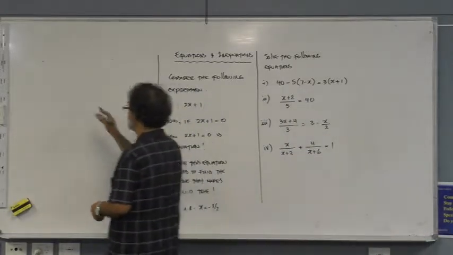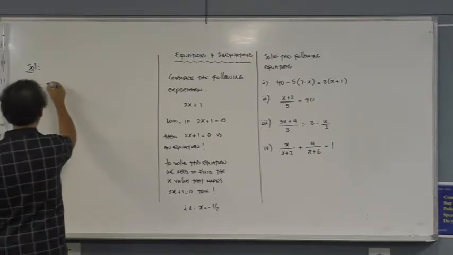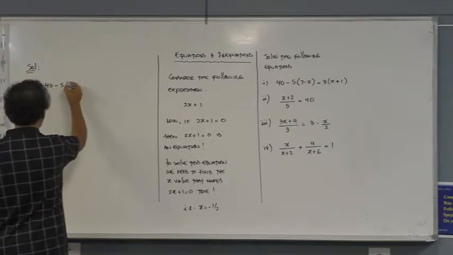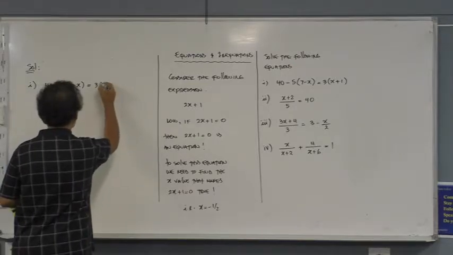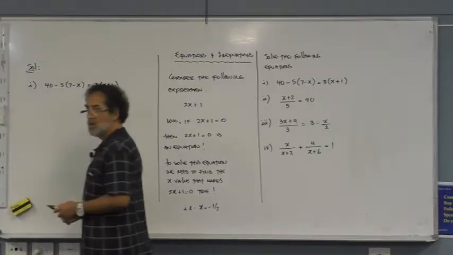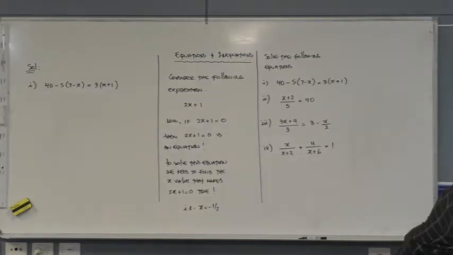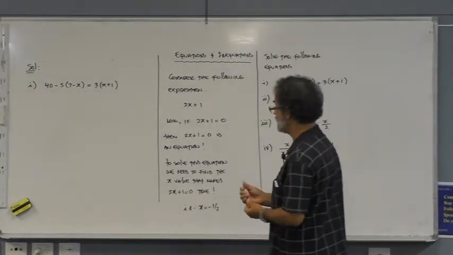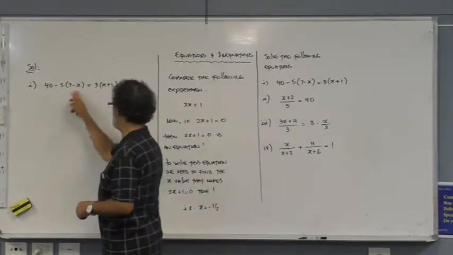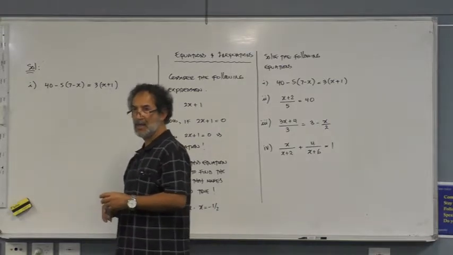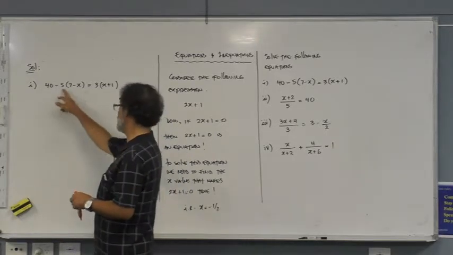Okay, first one, solution. The equation says 40 take away 5 in brackets 7 take away x equals 3x plus 1. You know that when you have brackets, you need to remove them, but you have to follow some mathematical rules. In no way do you just remove the bracket and that's it.